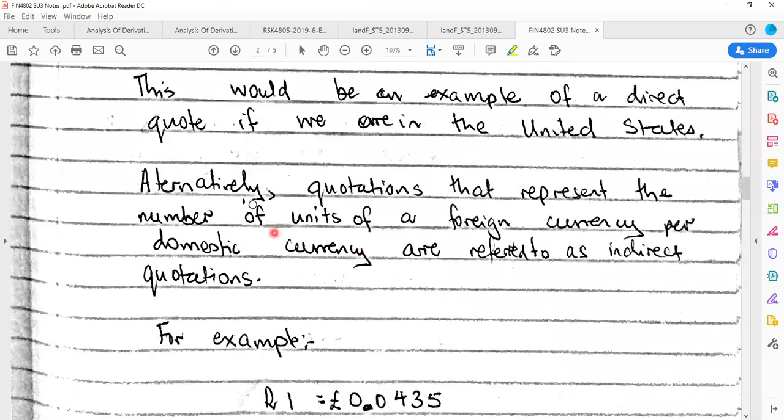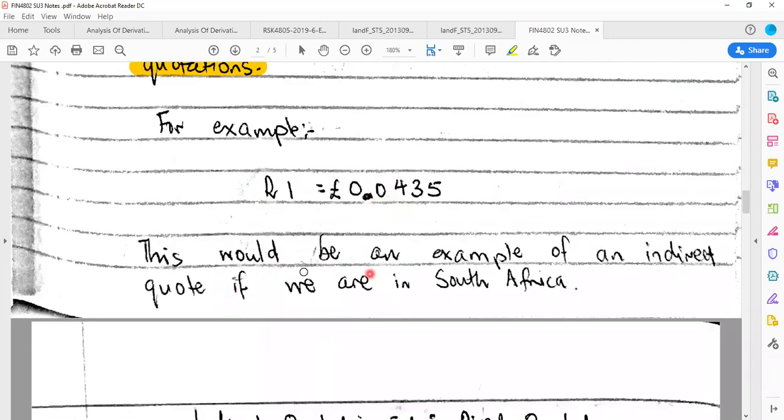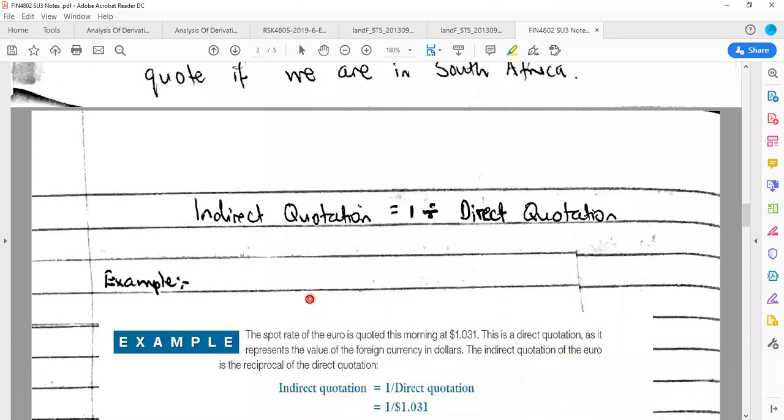Okay. But alternatively, quotes can also be represented as indirect quotations. Quotations that represent the number of units of a foreign currency per 1 unit of the domestic currency are referred to as indirect quotations. For example, if we say that 1 rand is equal to 0.0435 pounds, this is an example of an indirect quotation. We're taking the domestic currency and saying it's equal to a certain amount of the foreign currency. Okay, so the previous example would be a direct quote if we're a South African company.